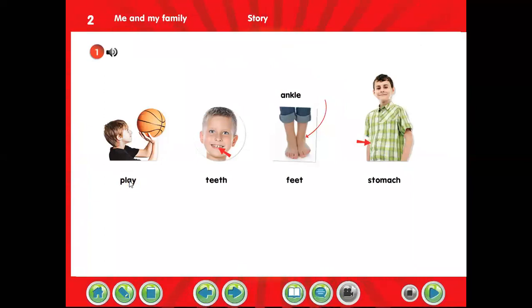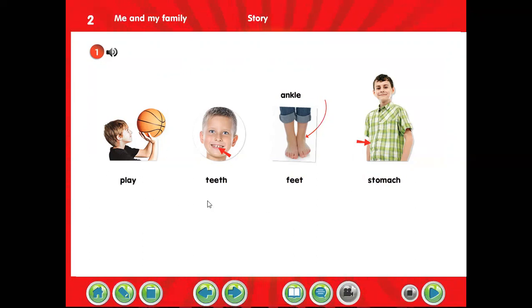Play. Teeth. Teeth. Repeat, please. Teeth. Feet. Feet. Ankle. Ankle. Stomach. Stomach. Okay, this is the vocabulary for this story.